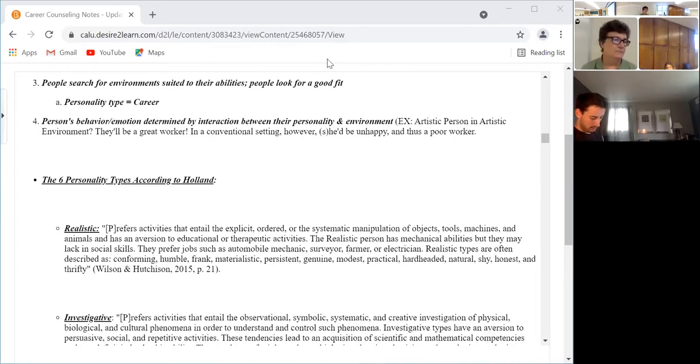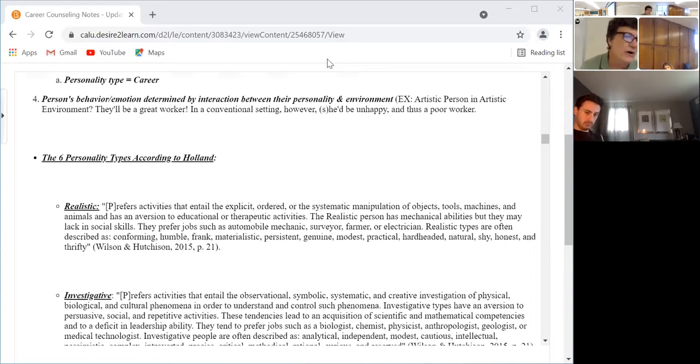Okay, and the third basic assumption is people search for environments suited to their abilities and people look for a good fit. So a good fit in the personality type equals a positive career. And the fourth assumption, a person's behaviors and emotions are determined by the interaction between their personality and their environment. Okay, example, an artistic person, are they in an artistic environment or are they in a very rigid environment? In an artistic environment, they'll be a great worker. In a conventional setting, however, he or she would be unhappy and would be a poor worker.